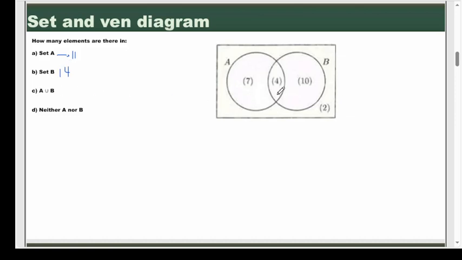A union B, that means this whole region. So 10 plus 4, 14, plus 7 gives me 21. And neither A nor B is this region, that's 2.